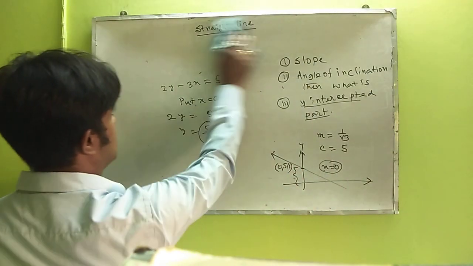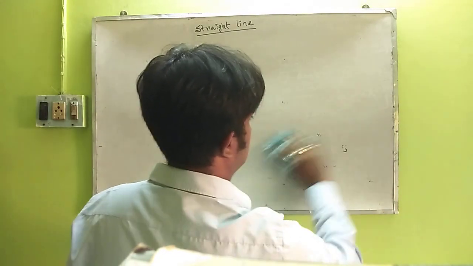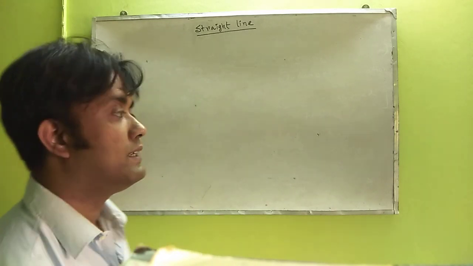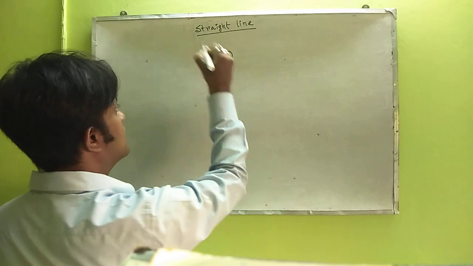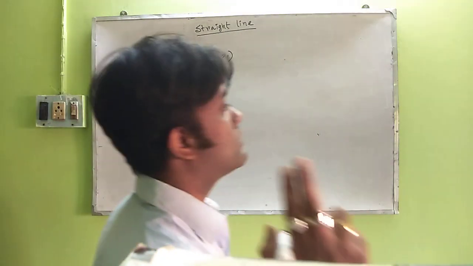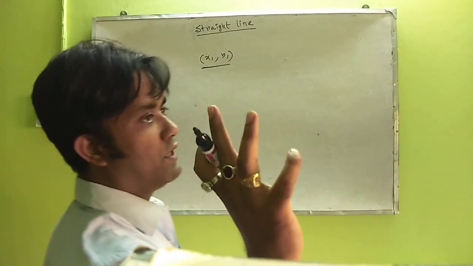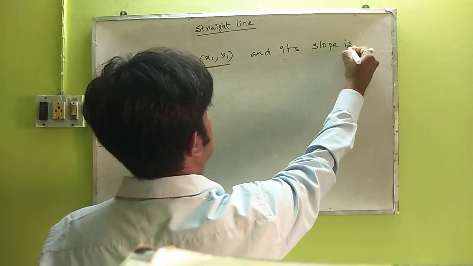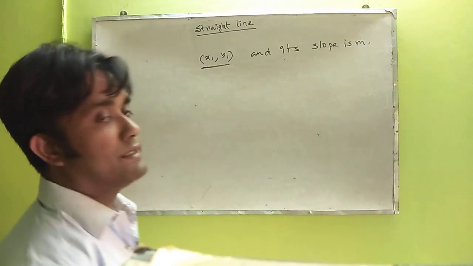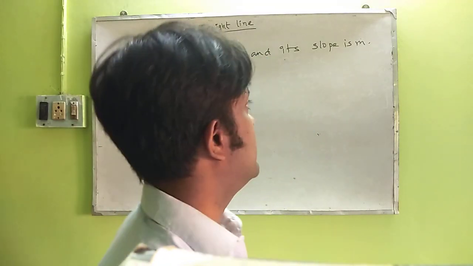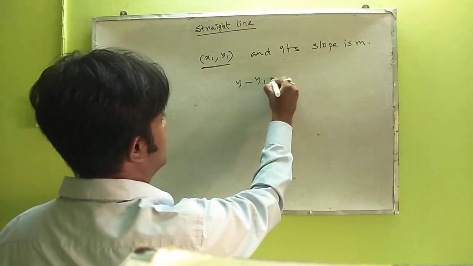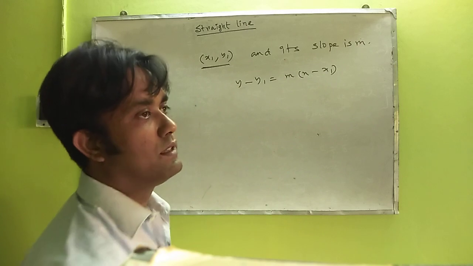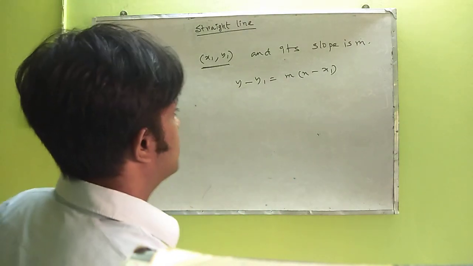Now, we have discussed the one point and slope given formula. That is, a straight line passes through a known point which is x1, y1, and its slope is m. Then what will be its equation? We have discussed that y minus y1 is equal to m into x minus x1. In the previous class we proved this formula. Now we apply this formula to solve the problem.